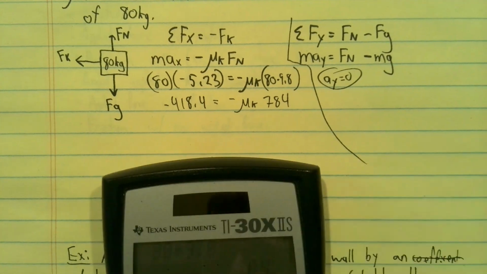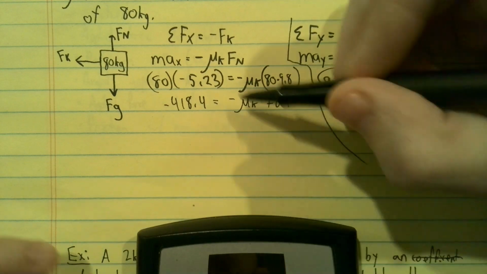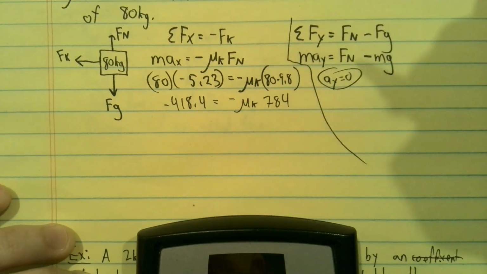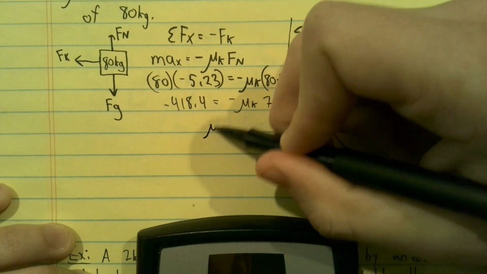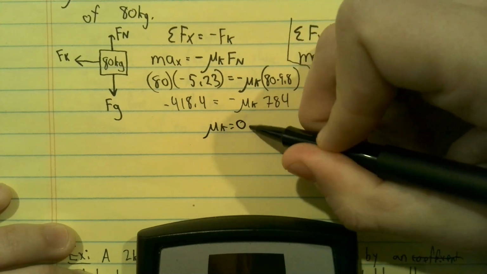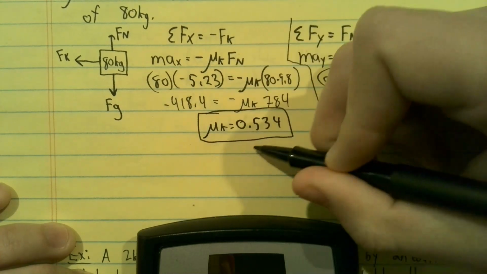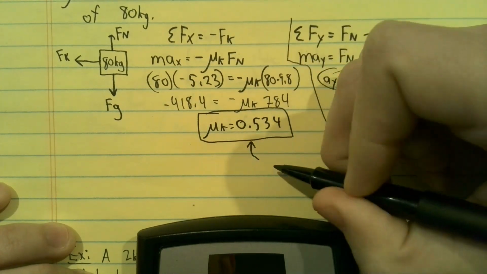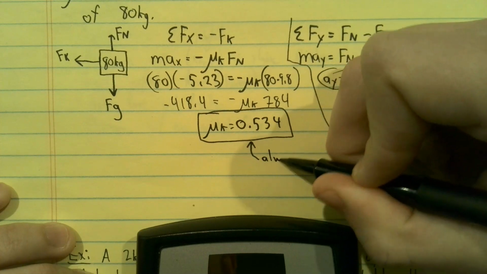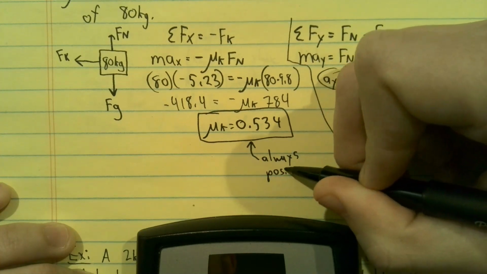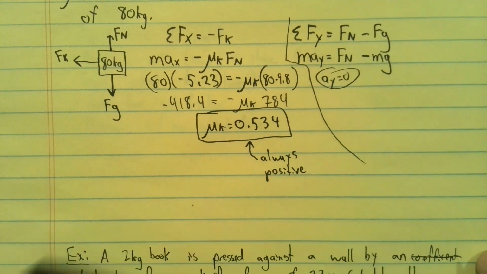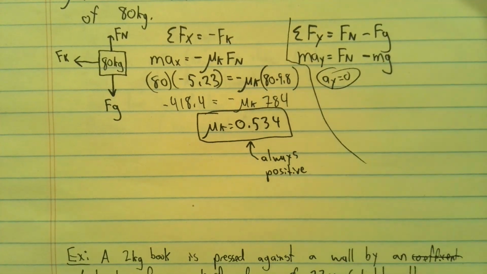We'll divide both sides by 784. 418.4 divided by 784. We're actually dividing both sides by negative 784. But I can already see that the negatives are going to cancel. Mu k is 0.534. If you get a negative mu k, you know you did something wrong. You probably just forgot to cancel out the negative. This is always positive, just like your attitude should be. Mu k is always positive.